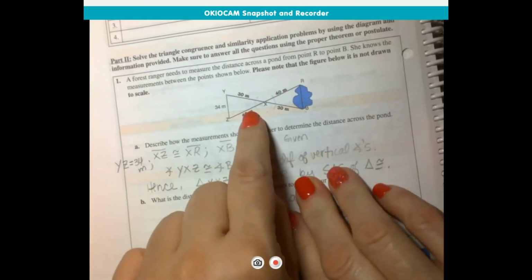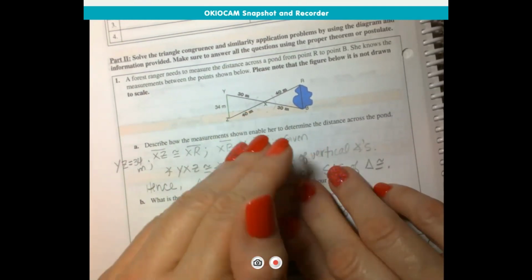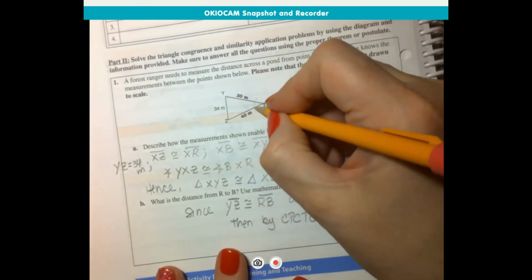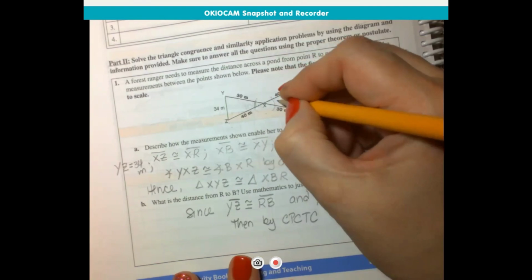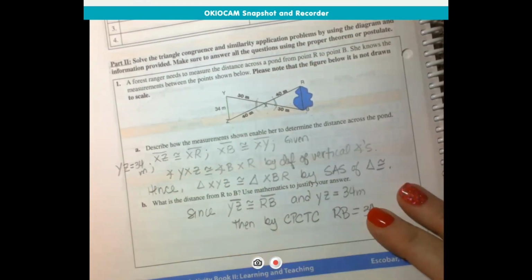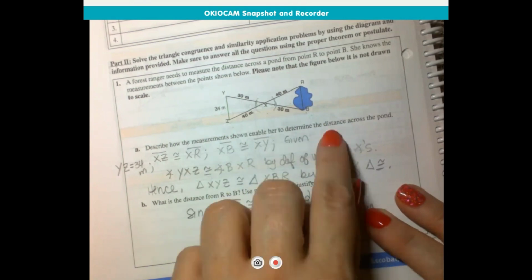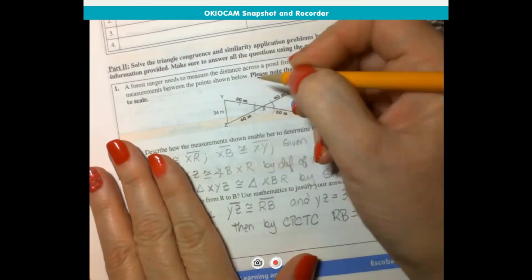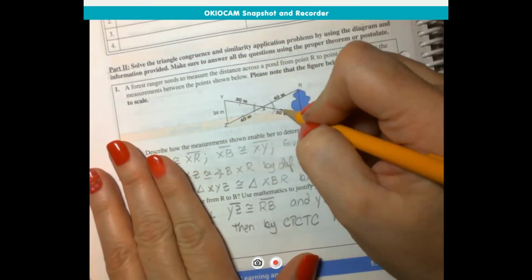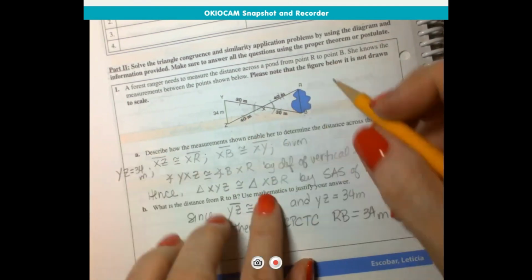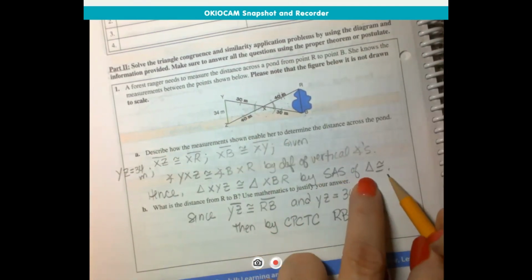Now, what else is not given, but we can find out? We can find out that these two angles are congruent. Why? Because they're vertical angles. You see how that information from the past chapter comes into here? Now what do I have? I have a side, an angle, and another side. So I can conclude that these two triangles are congruent by side, angle, side, or SAS triangle congruency.